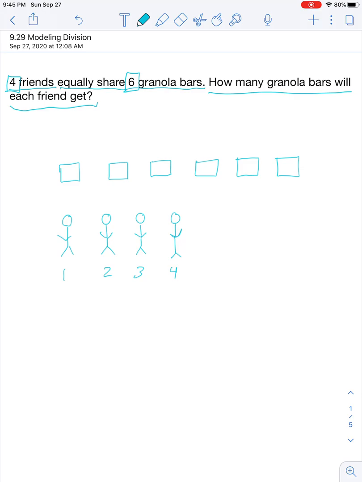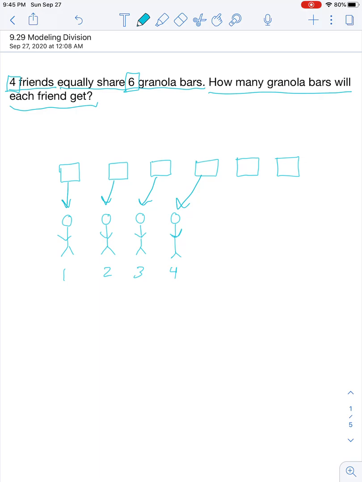Okay, so I drew my 4 friends and I drew 6 granola bars. So let's just start giving each person a granola bar until we run out. Let's try that. This one will go to friend 1, 2, 3, 4. Wait. Now, it looks like I have 2 more granola bars, but I have 4 friends. So how's that going to work?